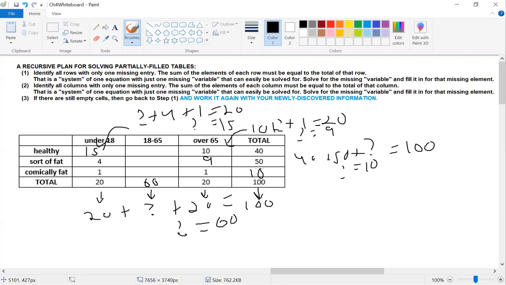So let's start over. Back to row 1. All three of these rows only have one missing entry. 15 plus something plus 10 is 40. That's going to be 15. 4 plus something plus 9 must be 50. So 4 plus 9 is 13. Subtract that off 50. That must be 37. 1 plus something plus 1 has to equal 10. So this will be 8. And you'll notice this all adds up. 5 plus 7 is 12 plus 8, 20, 10, 30, 60.